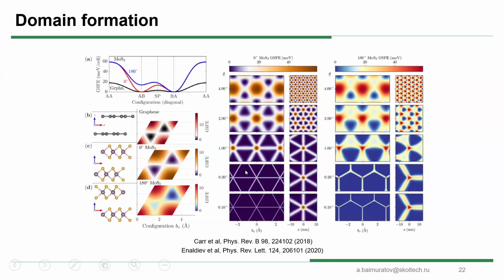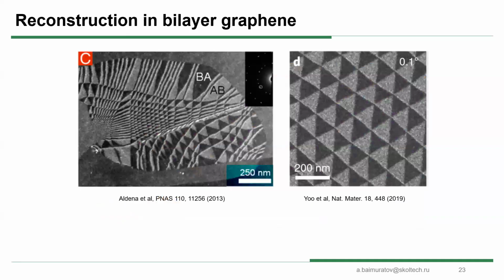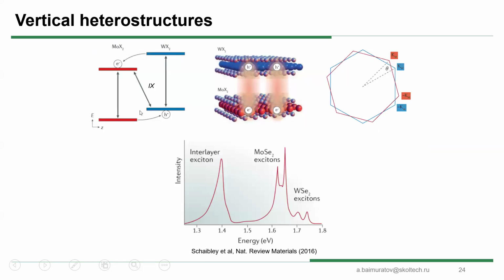Yes, and for smaller angles, domains will be larger, and the effect of reconstruction will be very dramatic. Okay, and here I show some bilayer graphene. Sometimes it's really periodic, but in reality it's not all the time. And in one of our works, we study this type of heterostructure.